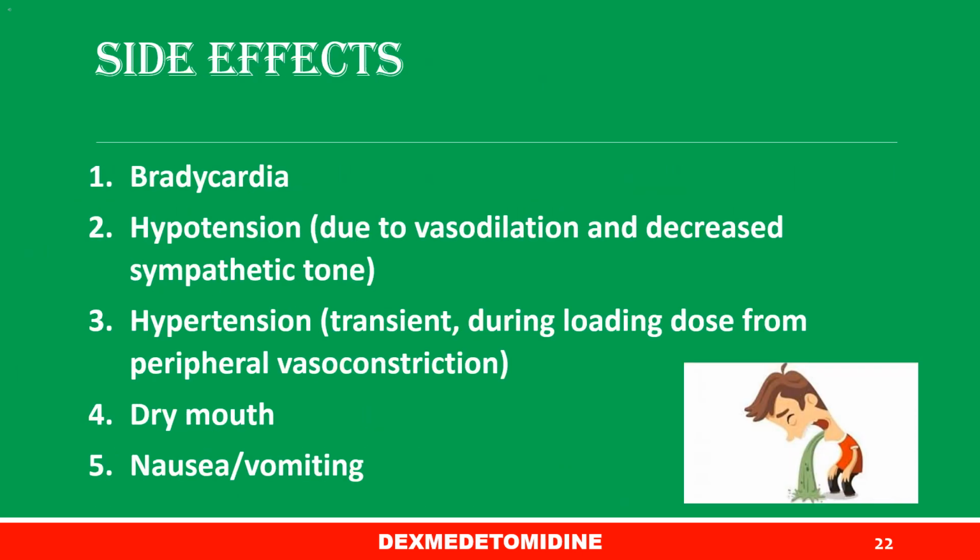Side effects of dexmedetomidine. 1. Bradycardia. Dexmedetomidine can slow the heart rate. 2. Hypotension. Due to vasodilation and decreased sympathetic tone, dexmedetomidine can lower blood pressure because it widens blood vessels and calms the body's stress response. 3. Hypertension, transient. During loading dose from peripheral vasoconstriction, sometimes dexmedetomidine briefly raises blood pressure when first given due to blood vessel narrowing. 4. Dry mouth. Patients might get a dry mouth with dexmedetomidine.